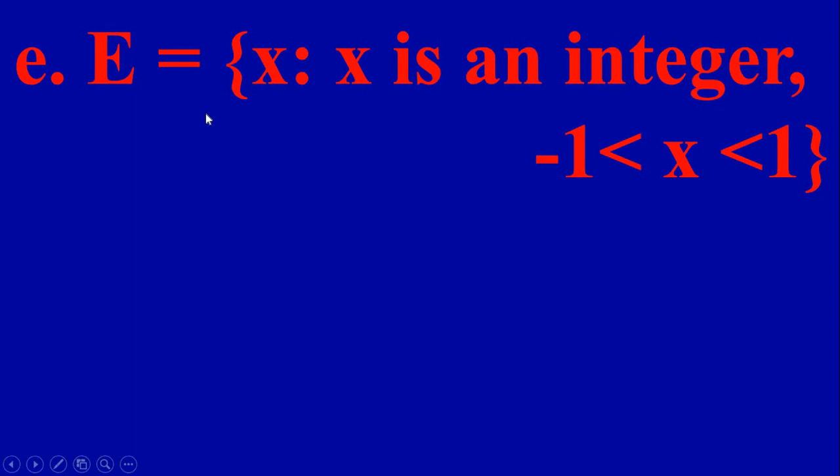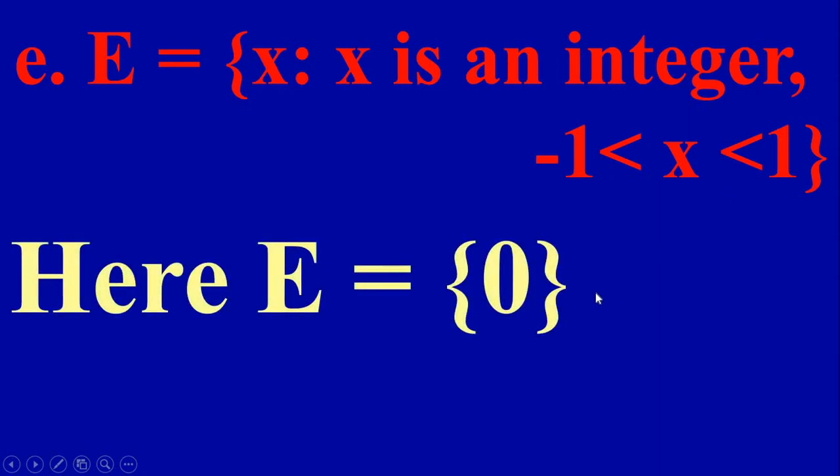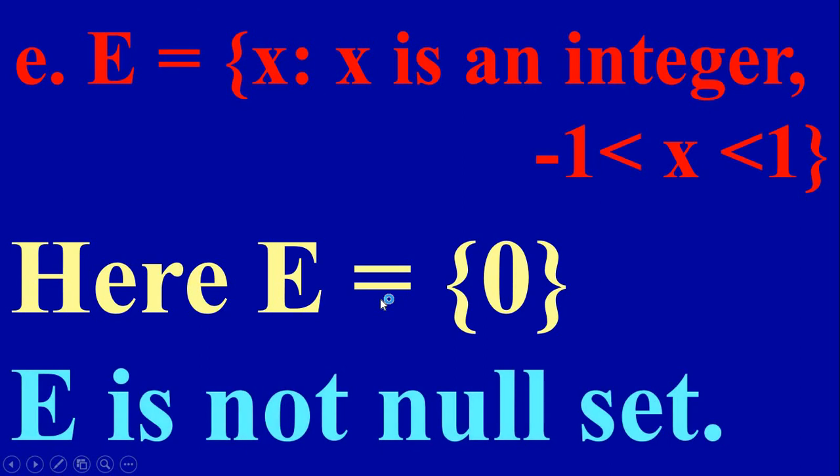So next one, E. It is set of all x such that x is an integer and x is greater than -1 and less than 1. You have to find one integer which is more than -1 and less than 1. Already we discussed this. An integer which is greater than -1 and less than 1 is 0. So therefore in E we have 0, one element. So therefore E is not null set.